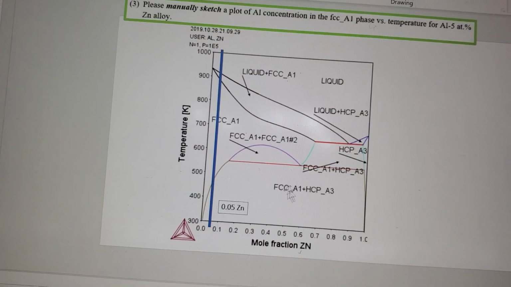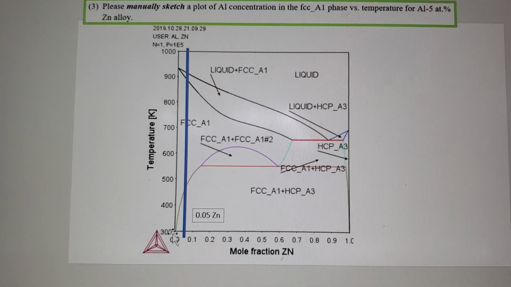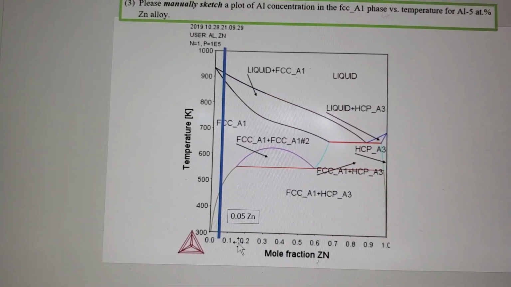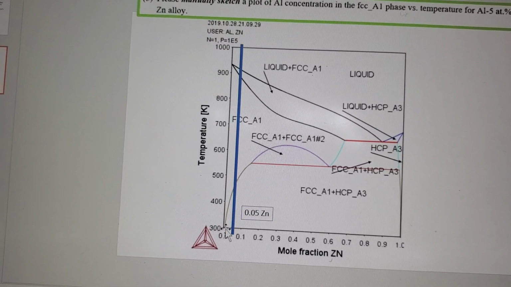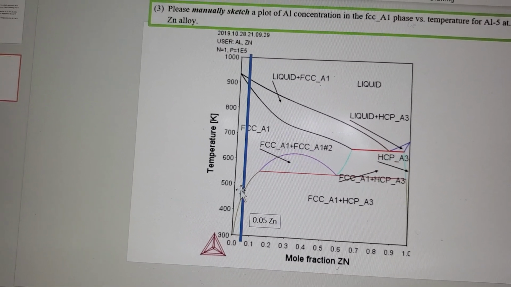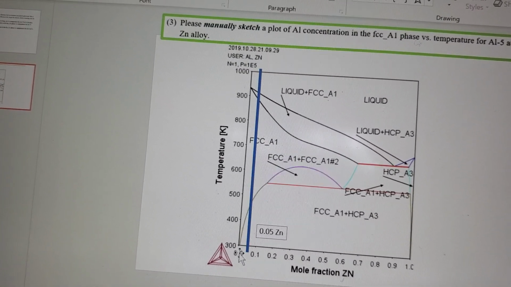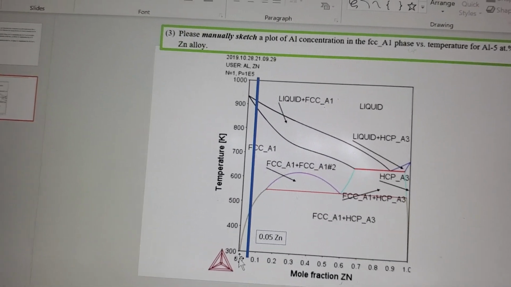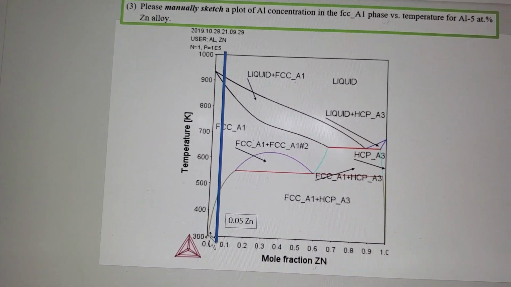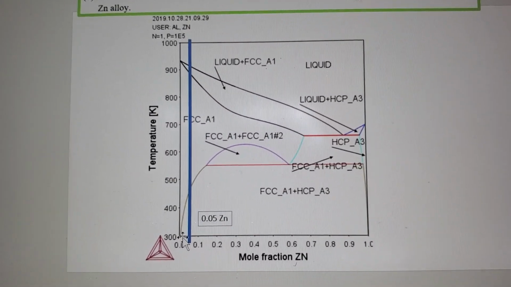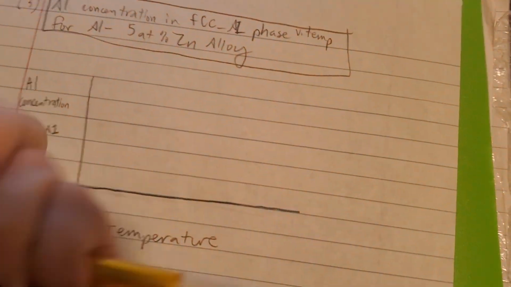So here, where we have FCC A1 plus HCP A3, we'll start at temperature of 300. So right at this point right here, we're gonna look at our line to the left, and this line right here is the FCC A1 line. So here, measured with zooming in, it's 0.006 moles of zinc. So what we're going to do is subtract 1 minus the moles of zinc to get the moles of aluminum.